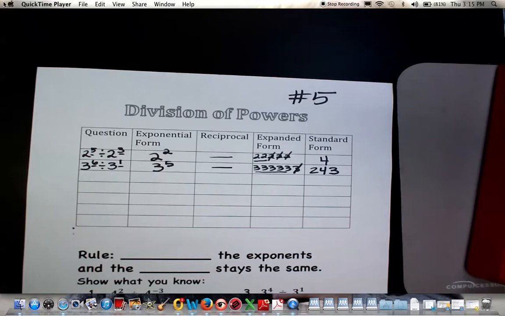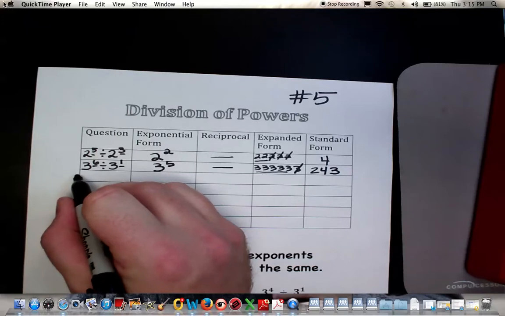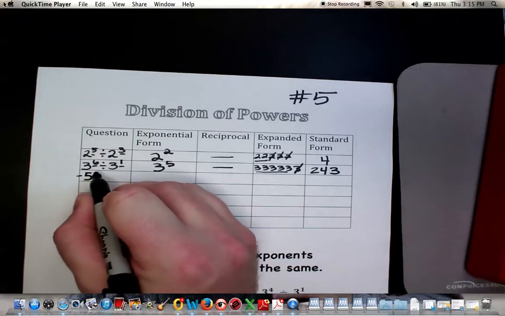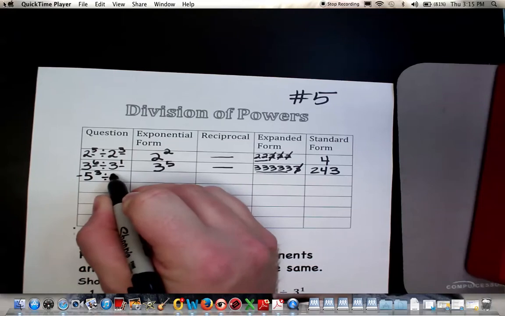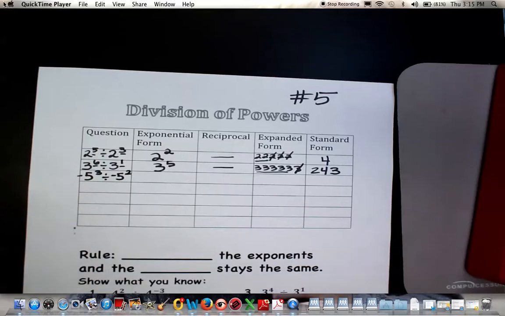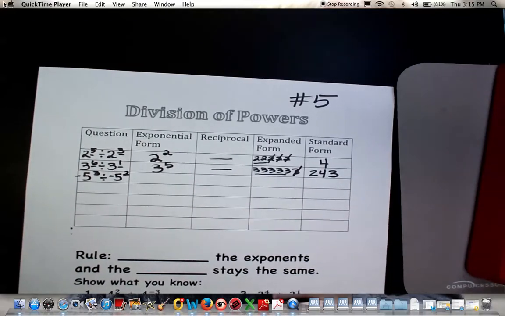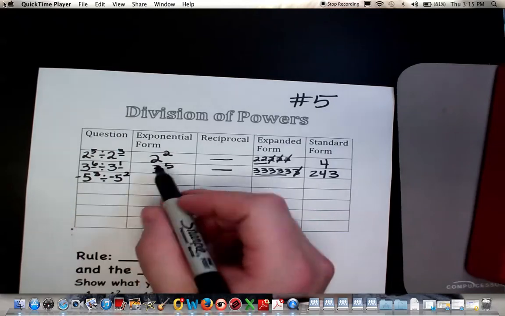I'll let you think about it here as we do one more. So if I do this one here, let's do negative 5 to the 3rd power divided by negative 5 to the 2nd power. Okay? Well, I know that my base is going to be negative 5.